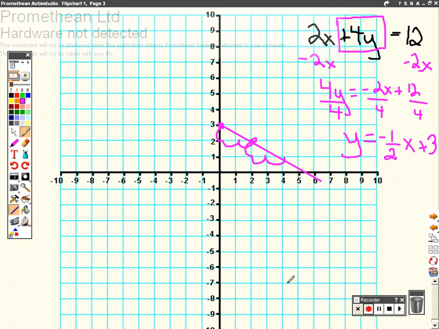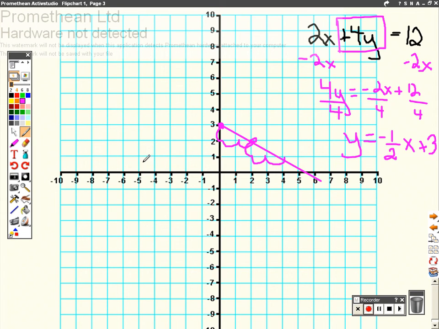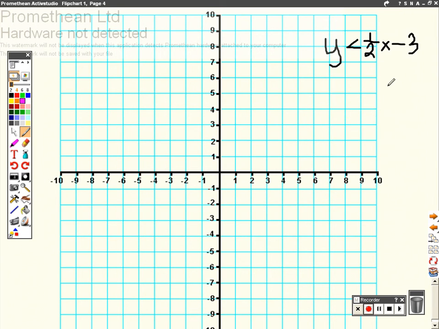Now, that's if it's equal to. Let's look at an inequality. So y is less than 1/2 x minus 3. Same thing. My y-intercept is negative 3, so I'm going to mark that on my graph. Oh, I made a mistake. Let me undo that. It's a negative 3. Go back. It's a negative 3, so I'm going to start at negative 3 on the y-axis.